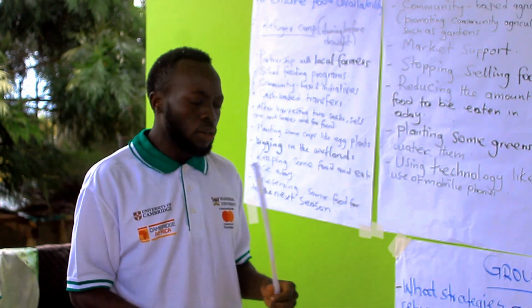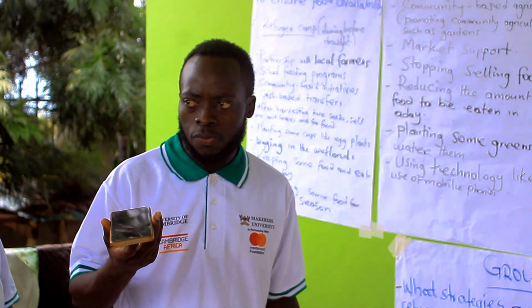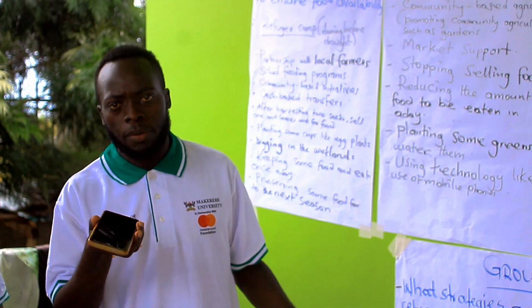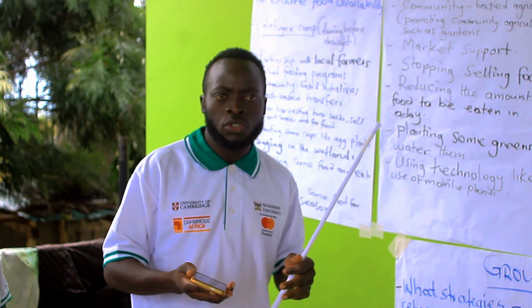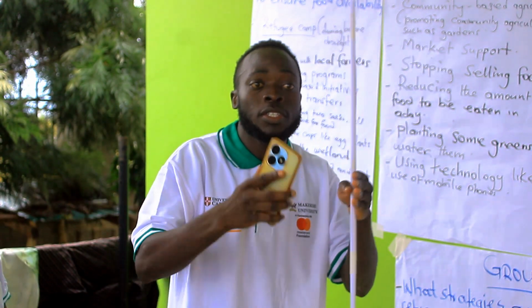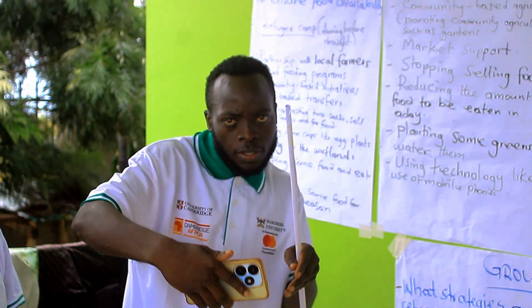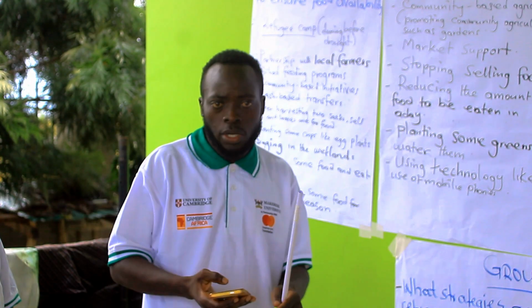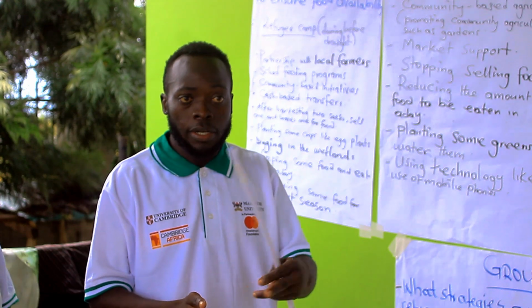Also using technology. Now when we have these smartphones, they actually help us to know when the next season will start, and how long this drought will take us. Only buy your data, then you.